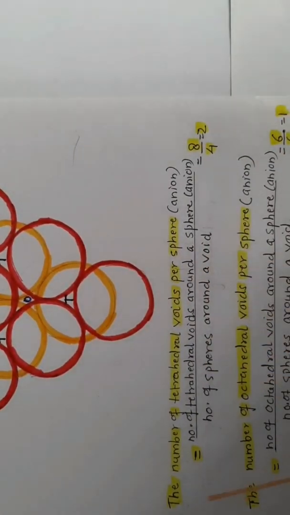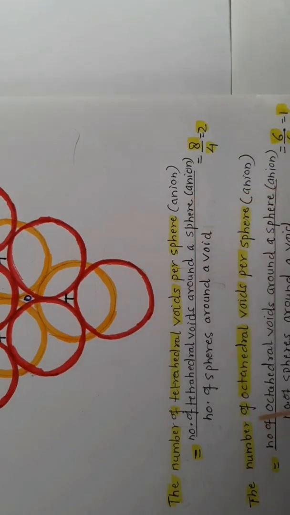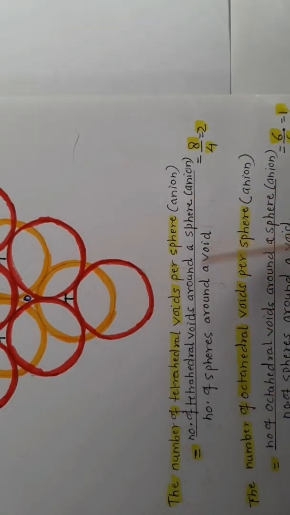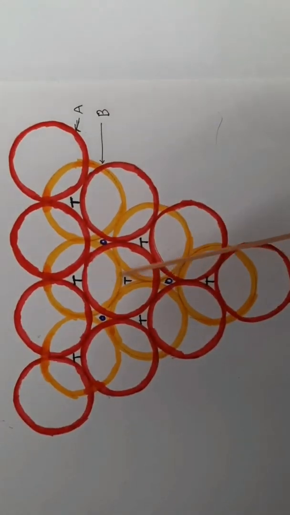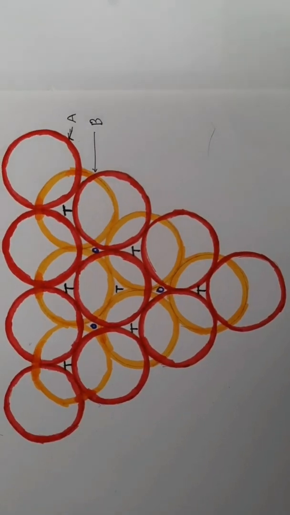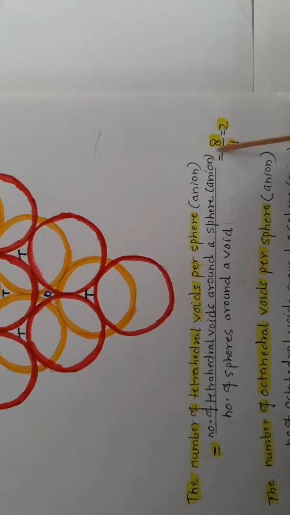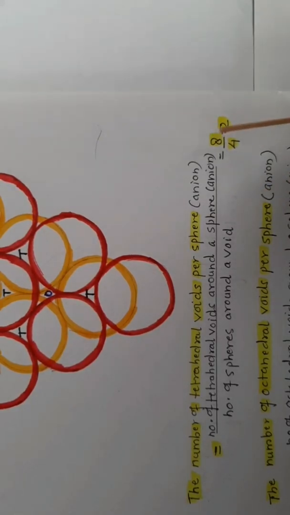Now let us see this formula. The number of tetrahedral voids per sphere is calculated as the number of tetrahedral voids around a sphere divided by the number of spheres surrounding the void. Here this sphere is common between 8 tetrahedral voids, as we have seen from the model as well as the figure. So the number of tetrahedral voids around the sphere is equal to 8, and a tetrahedral void is surrounded by how many spheres? 4 spheres. So divide 8 by the number of spheres around the void, which is 4. 8 divided by 4 will give you 2. So the number of tetrahedral voids per sphere will be equal to 2.